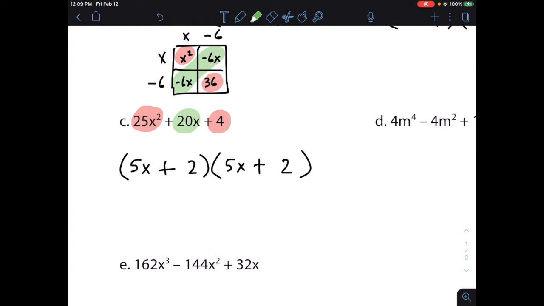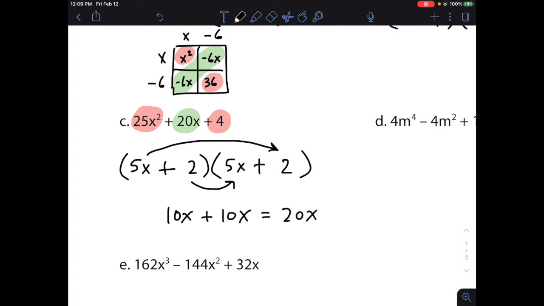But what we have to remember is that when we're making that 20x, we are actually distributing from here to here and from here to here. So 5x times 2 is 10x, and 2 times 5x is 10x, and that equals 20x. So we know we have the right set of binomials.